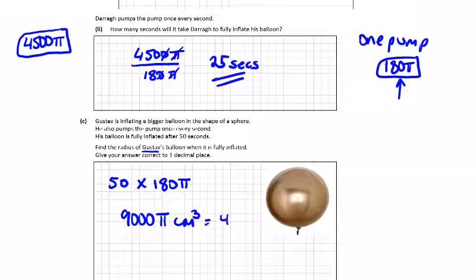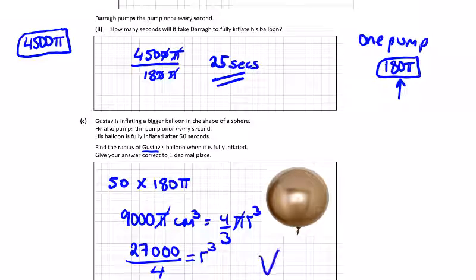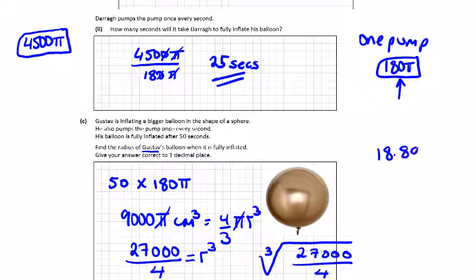Now this is equal to 4/3 pi r cubed. So is the radius just double? Let's have a look. If we multiply by 3, we cancel the pi's initially. We can multiply by 3 and divide by 4, so we get 27,000 over 4. 9,000 times 3, divided by 4, is equal to r cubed. So this can go directly into the calculator, the cube root of 27,000 over 4. We're asked to correct to one decimal place, so it doesn't work out as just double the other one. It's giving me 18.89, so 18.9 centimeters when it's fully inflated.